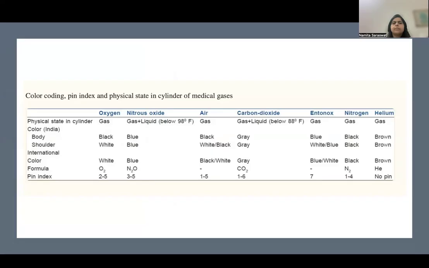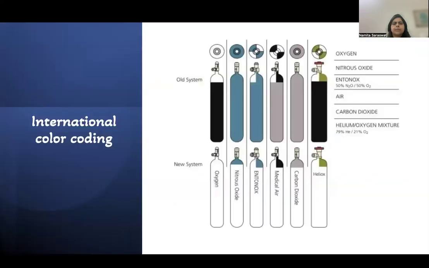Nitrous oxide is completely blue. Air: the body is black and the shoulders are a black and white combination. Carbon dioxide is gray. Entonox is blue in color. The body is blue in color, however, the shoulders are white and blue. Helium is brown in color.